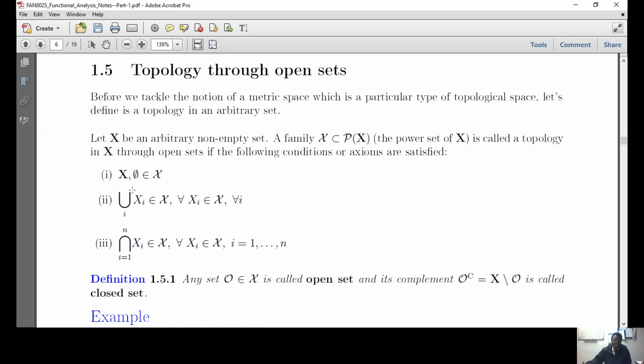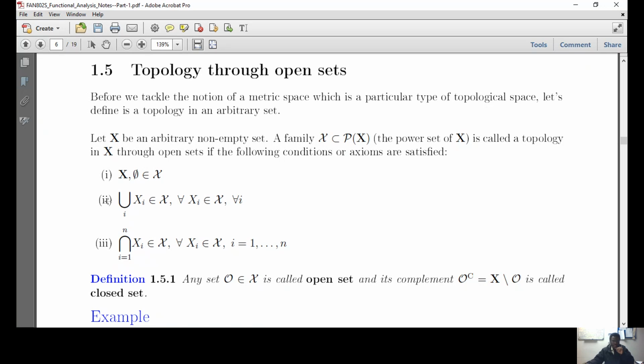So you can see that the definition of a topology is a bit similar to that of sigma algebra. But in the definition of the sigma algebra, you don't have the third condition. And the difference is that in the definition of topology, you don't have the closure by complement. That is, for any element in the topology, you don't require the complement to be an element of the topology. So those are the distinctions between the two.